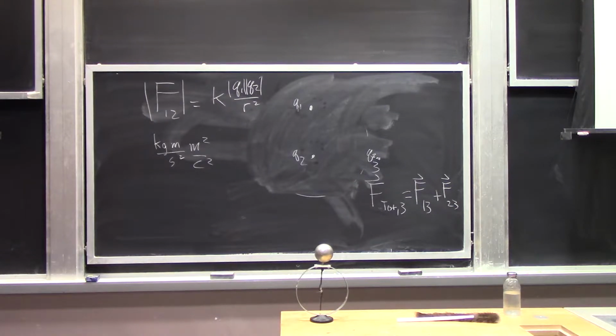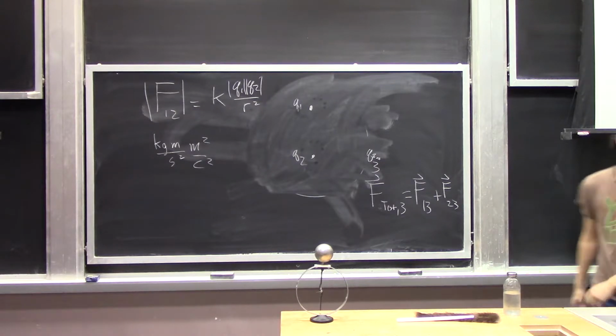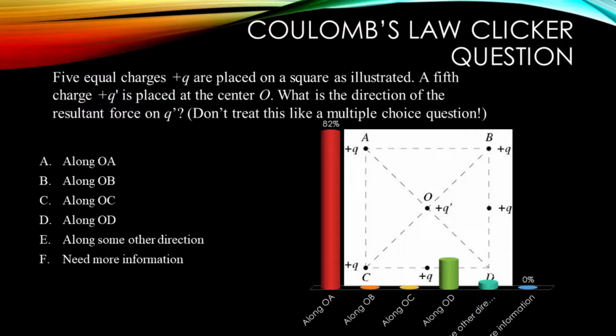So we're going to have a couple of quick clicker questions to think about how we can use the superposition principle. And so this is the first one. So look at this diagram that I have here. We have 5 equal charges of plus Q placed on the square as illustrated. A 5th charge Q prime is placed at the center O. What is the direction of the resultant force on Q prime?